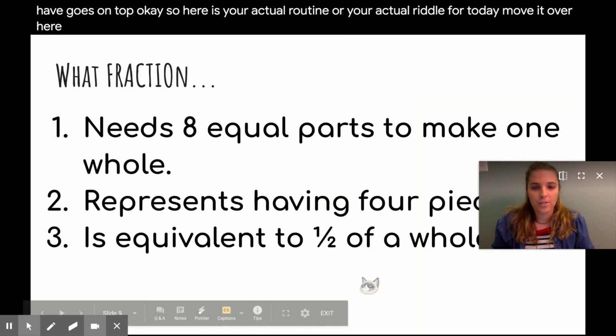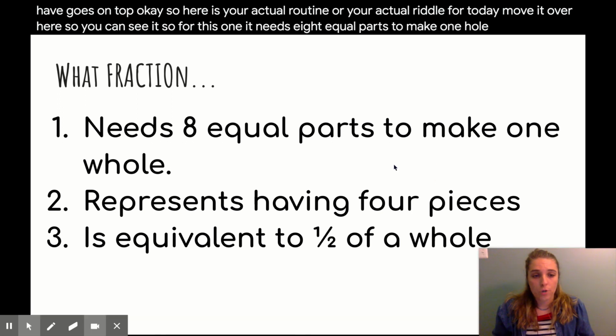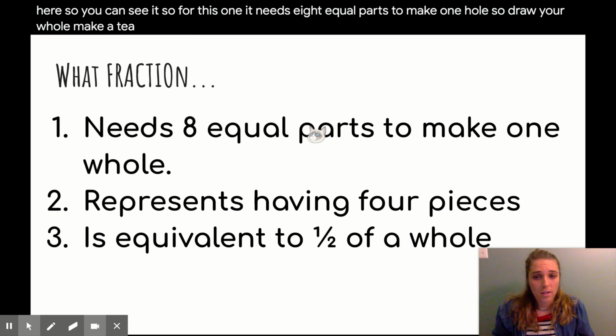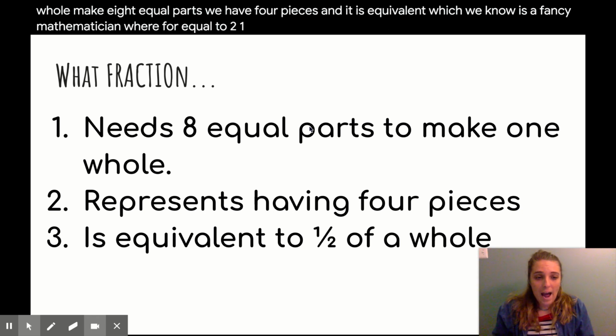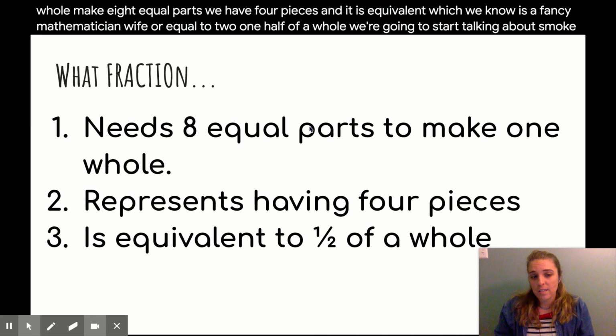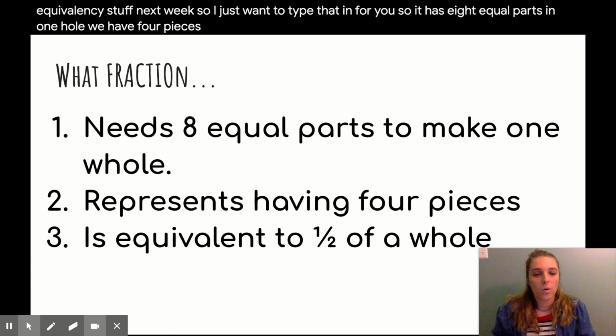Move it out over here so you can see it. So for this one, it needs 8 equal parts to make one whole. So draw your whole, make 8 equal parts. We have 4 pieces, and it is equivalent, which we know is a fancy mathematician word for equal to, 1/2 of a whole. We're going to start talking about some equivalency stuff next week, so I just want to pepper that in for you. So it has 8 equal parts in one whole. We have 4 pieces. It's equivalent to 1/2 of a whole.